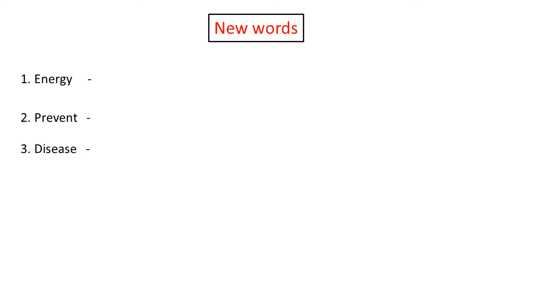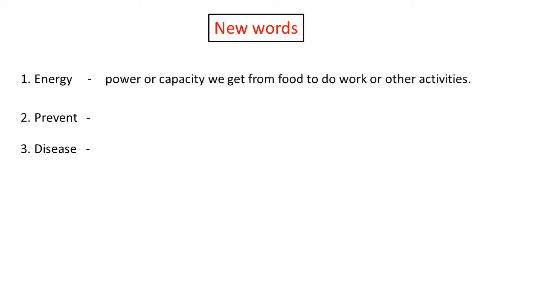Okay, so there are some important words in this lesson, and I want to tell you and discuss the meaning of all these words. First one is energy. So, what is energy? Power or capacity we get from food to do work or other activities. Okay, so when we eat, we get energy, and energy is nothing but the power. We get capacity to do some work.